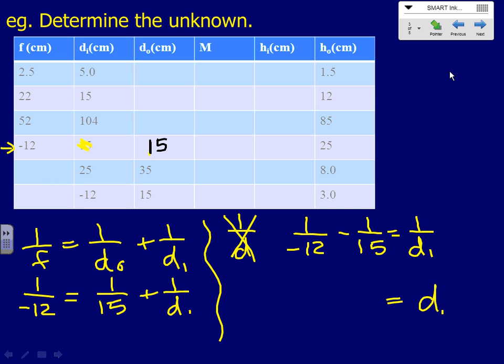I did, but I started with a focus of negative 12, and I'm bringing the 15 to the other side. Oh, I did it that way. Oh, no, then the DI would be negative. You then end up with a negative DI. That'll get you into trouble.